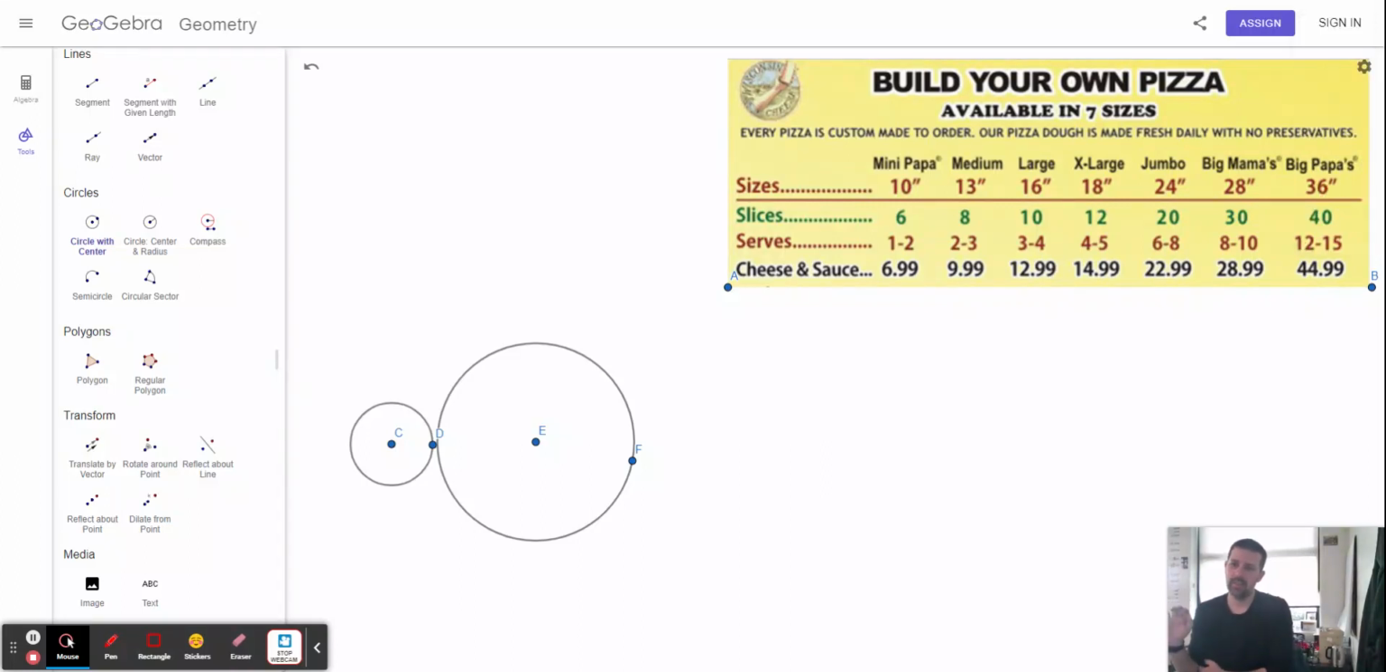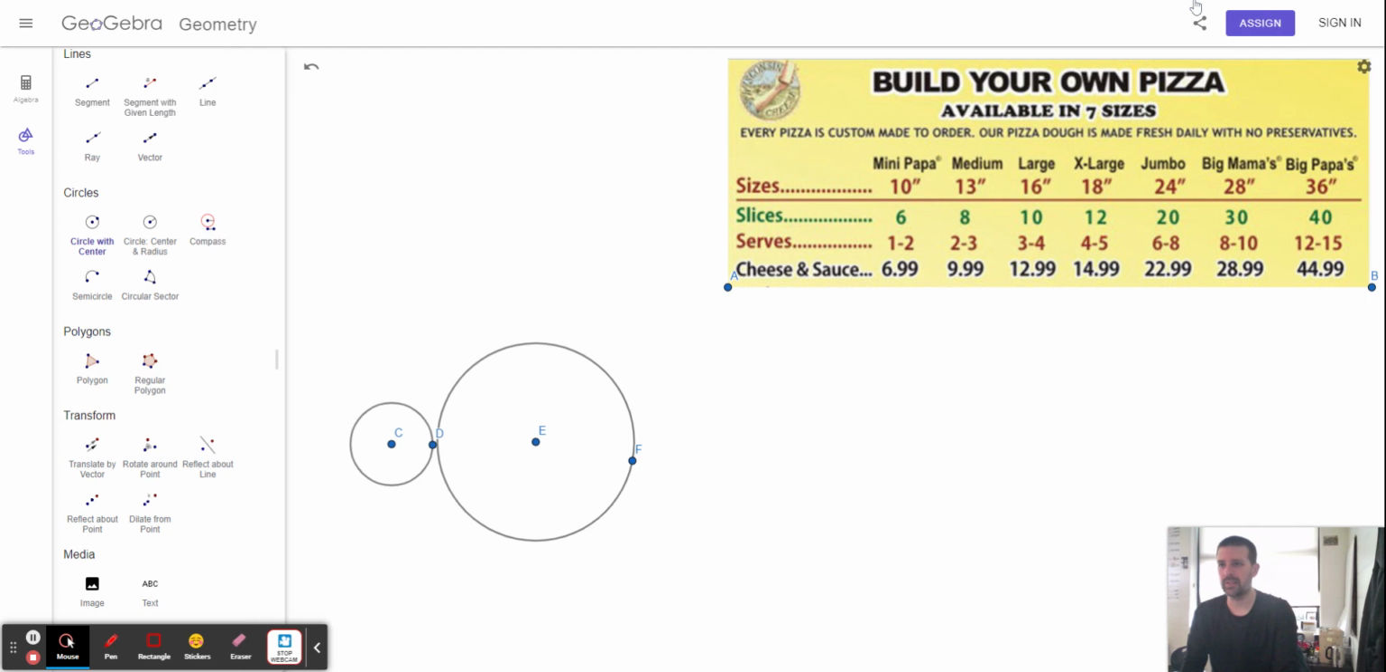So we're looking at different size pizzas, okay? And this is the one we used in class. If you don't know how to find area of circles, then go back one video because you're definitely going to need that. But I'm going to look at two pizzas here. So here's the Mini Papa, which is a 10-inch diameter pizza, and a Big Papa, a 36-inch diameter pizza, okay?